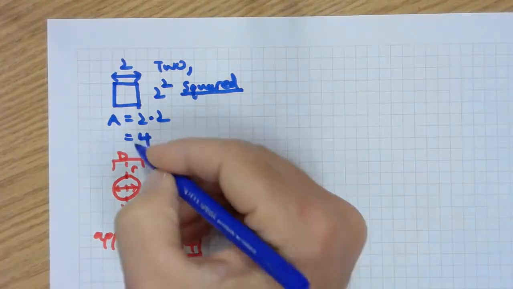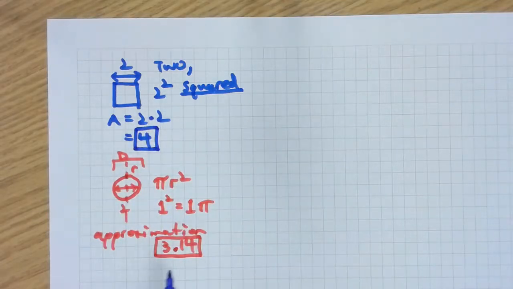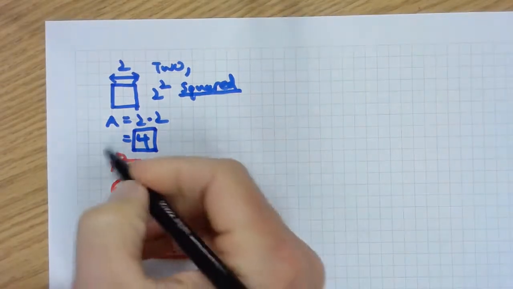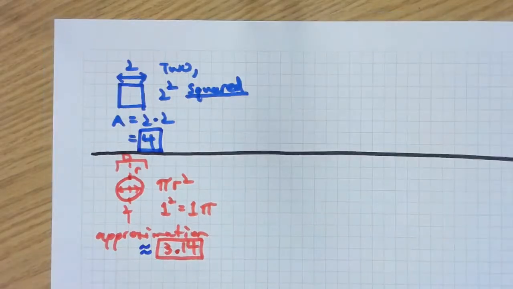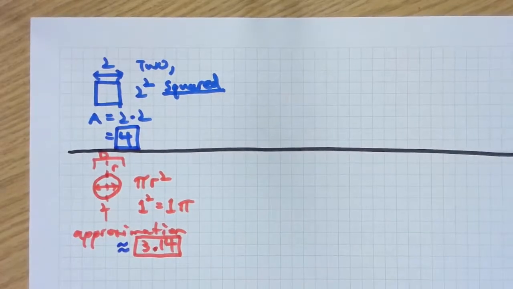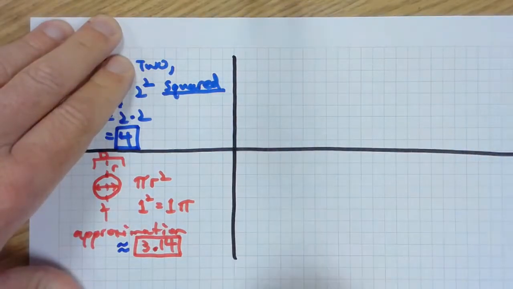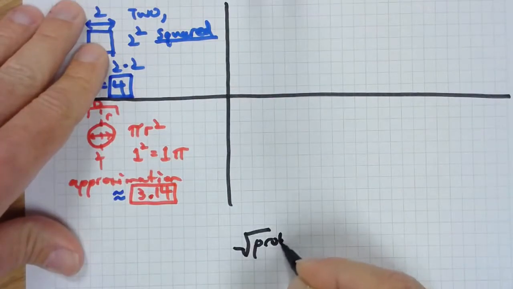Let's look at our two answers here. We got the square is 4, and a circle with the same diameter is 3.14, approximately. Keep in mind, all of these are estimations. Estimations are a fabulous way of getting to the root of a problem.